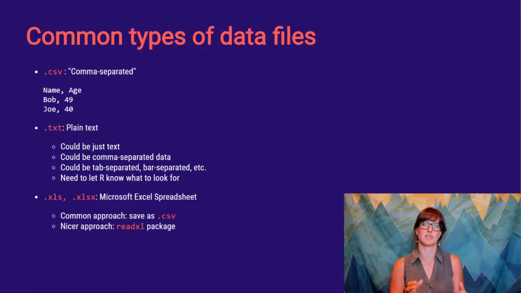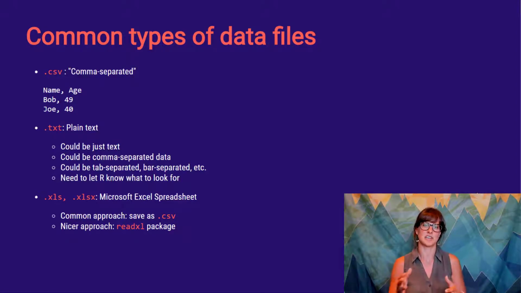So the most common type of file that you are going to see data in, the way that it's usually shared with people, is a CSV file, which stands for comma-separated values. And that literally just means that the observations in the data set are separated on each line by a comma, just like you see here with the name and age of these two men, Bob and Joe.